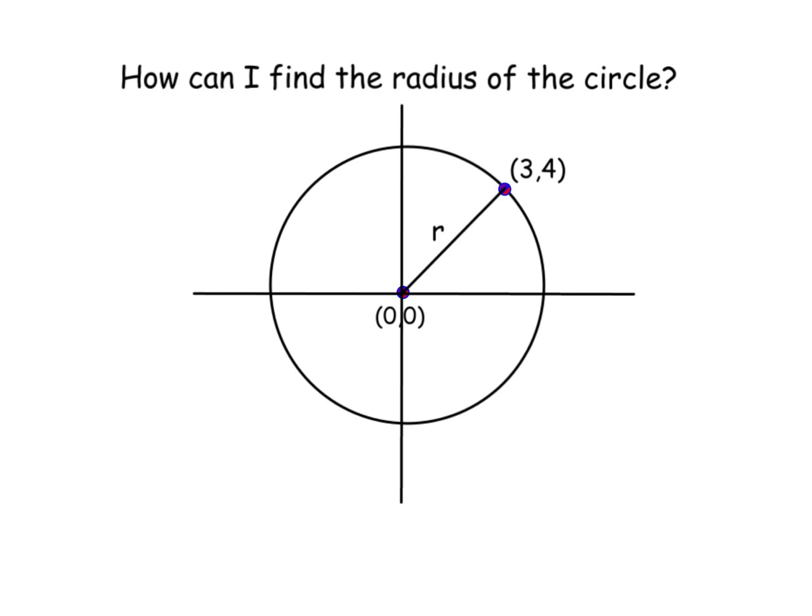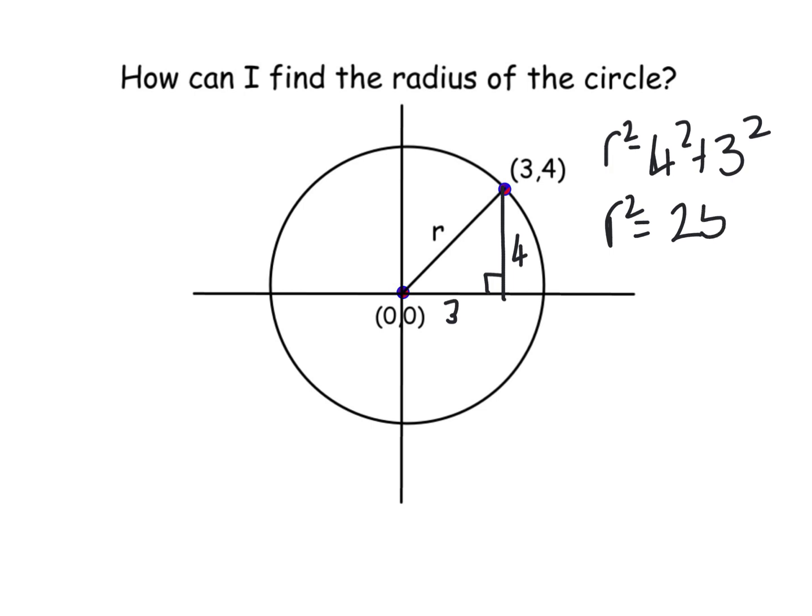I've got a circle with a centre 0, 0 and I know that one of the points on the outside of this line is 3, 4. So the question is, how would I find the radius, this line that's drawn in here? Think about how you plot the coordinate 3, 4. If I make this into a right angle triangle, you would go along 3 and up 4 to plot this point. And to get that distance r, you would say r squared equals 4 squared plus 3 squared, which is 16 plus 9, giving you 25. So r is the square root of 25, which we all know is 5.